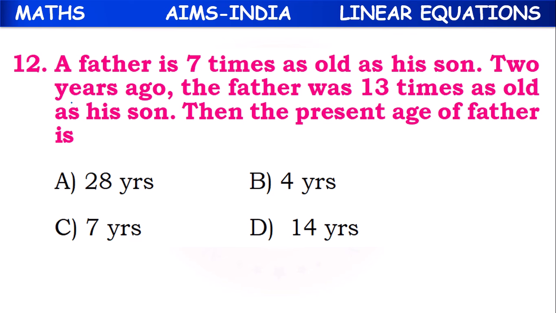This first sentence is speaking about the present situation. At present, father's age is 7 times the age of son. But 2 years ago, the father's age was 13 times the age of his son. So they have given 2 clues: the comparison of their ages at present, and 2 years back. Based on these 2 hints, we have to find the present age of father.